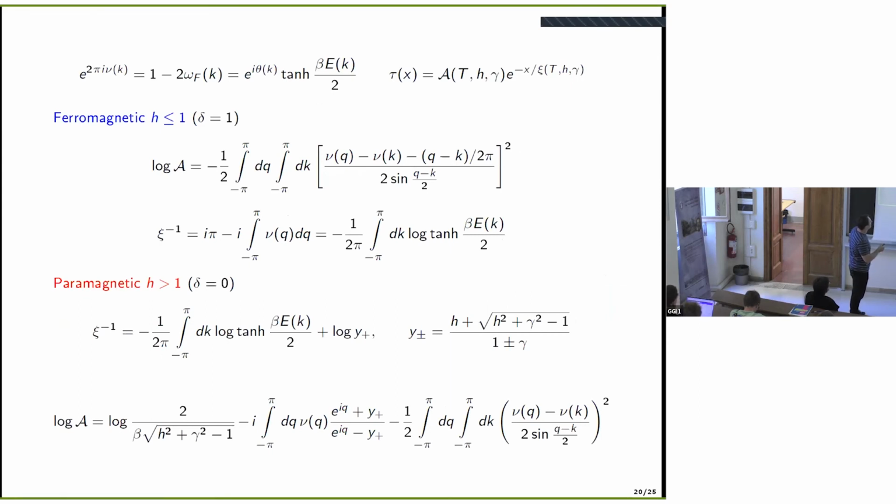Coming back to physical observables, we have different regimes: delta 1, delta 0, paramagnetic. Then we have a prediction for the correlation function, which I call the tau function, which has some prefactor and a correlation length. And here are explicit expressions through the parameters of the system.